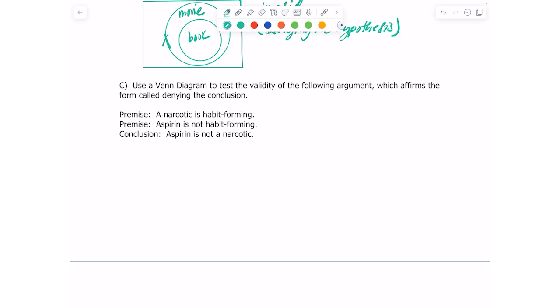In my next problem, a narcotic is habit forming. Aspirin is not habit forming. So my conclusion is aspirin is not a narcotic. Okay, so let's draw a Venn diagram for this.